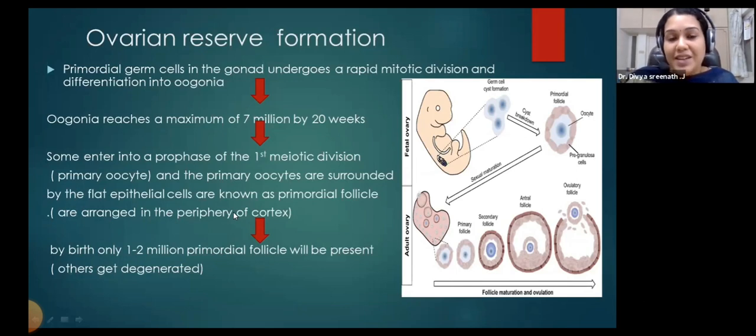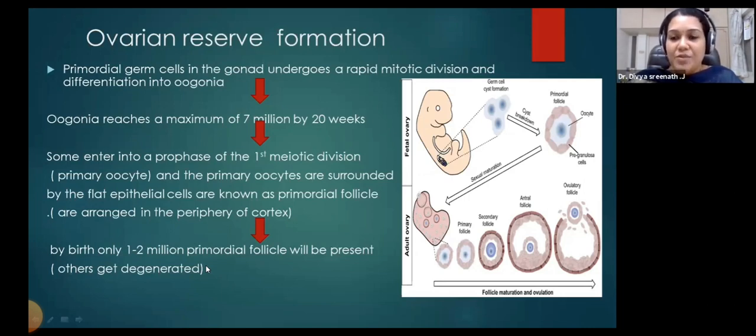A girl baby at her birth contains enough follicles for up to her menopause. These follicles usually develop after puberty only, so until that time they have to be preserved, the DNA and everything. It is like a cryopreservation, in a sleeping phase. By birth, about 1 to 2 million primordial follicles are present in the ovary of the baby girl. And when the girl reaches around puberty, almost 4 lakhs are seen.